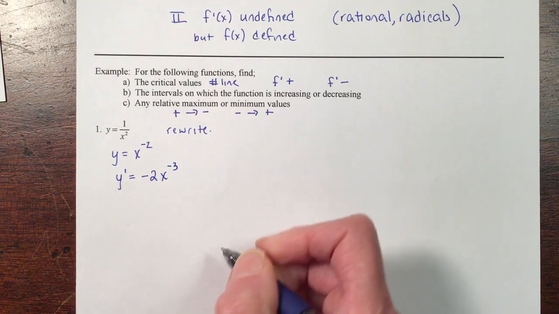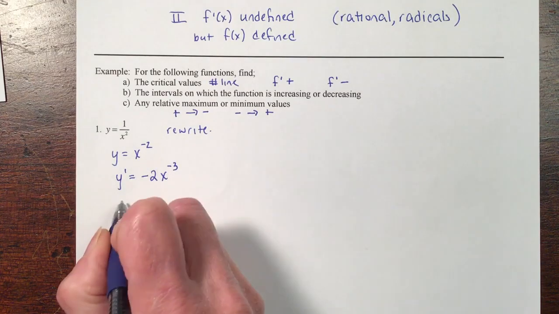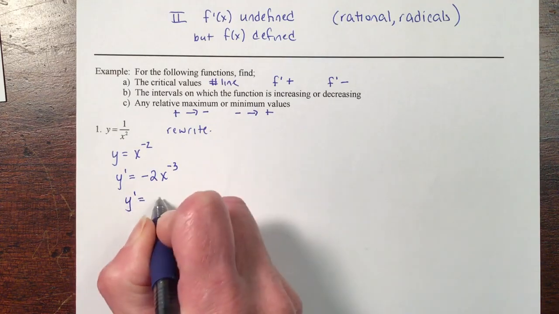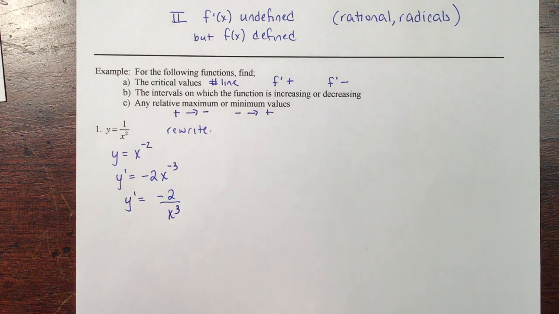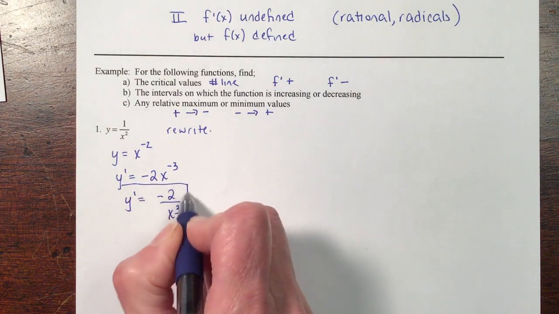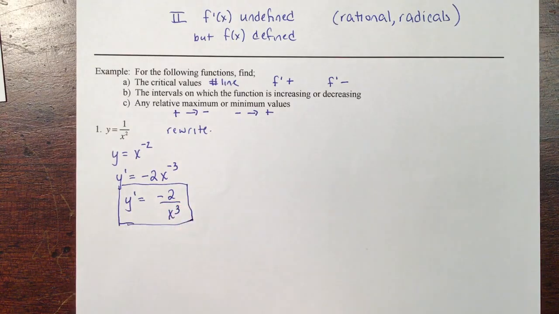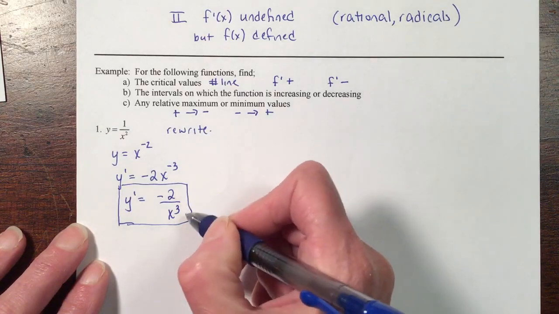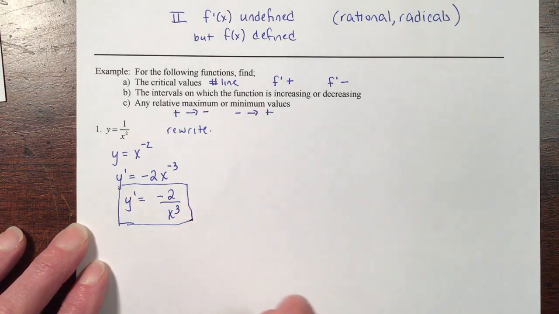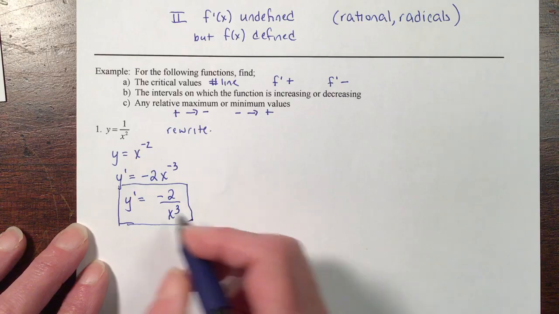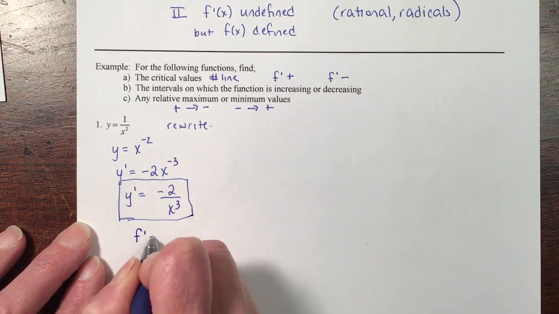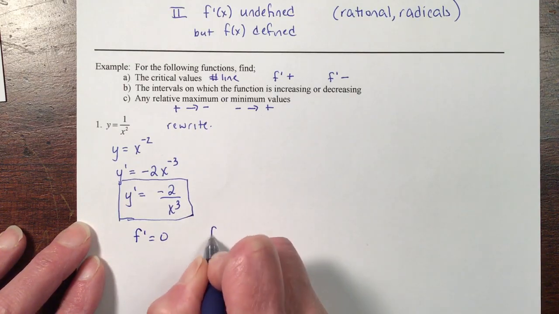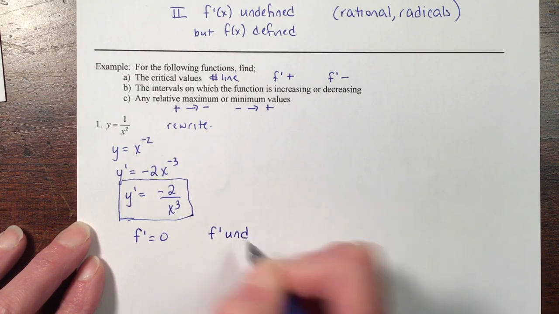Now this is why it's so important for you guys to understand why we rewrite with a positive power. This is the rule for my derivative right here. And now we're going to use this rule to move forward. When I look at this derivative, I have a top and a bottom. I have a rational function. So basically, I need to find where the derivative is 0 and find where the derivative is undefined.